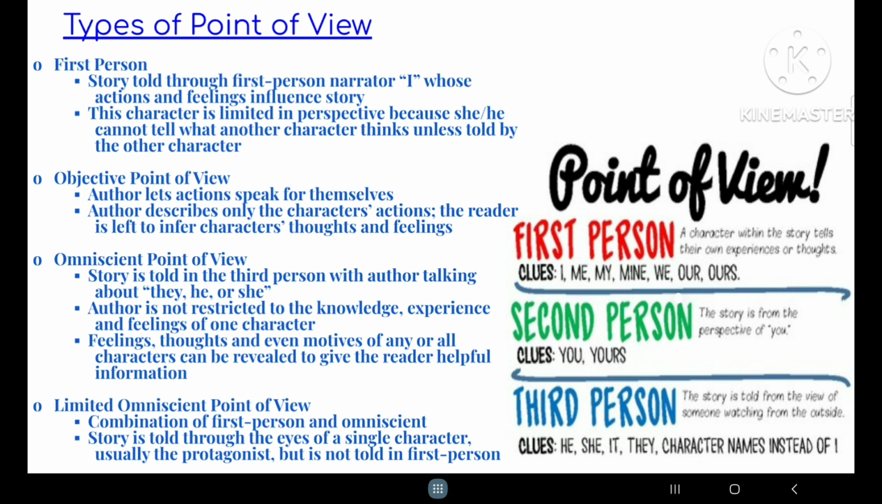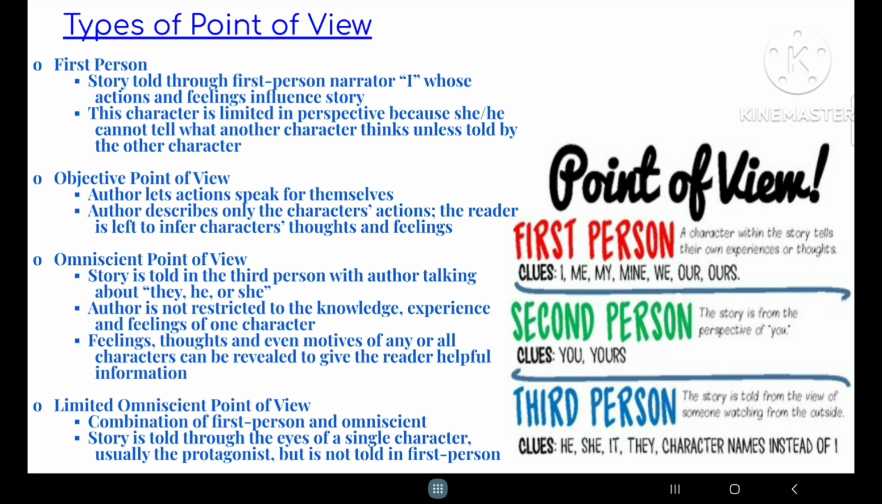The second type is objective point of view. Author lets actions speak for themselves. Author describes only the character's action. The reader is left to infer characters' thoughts and feelings.